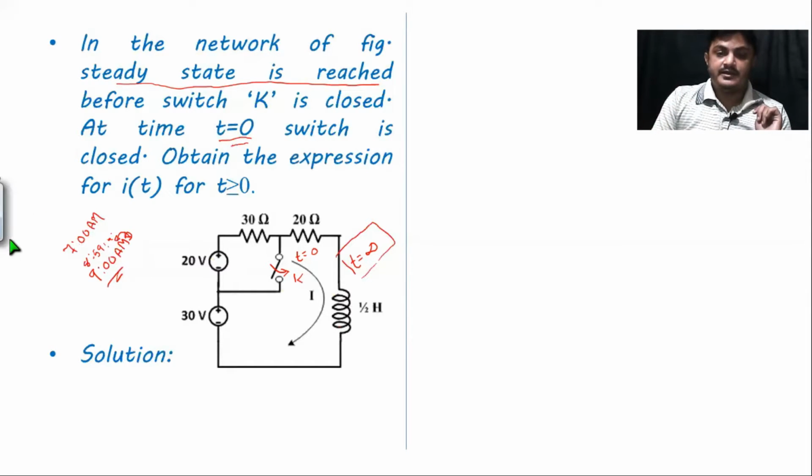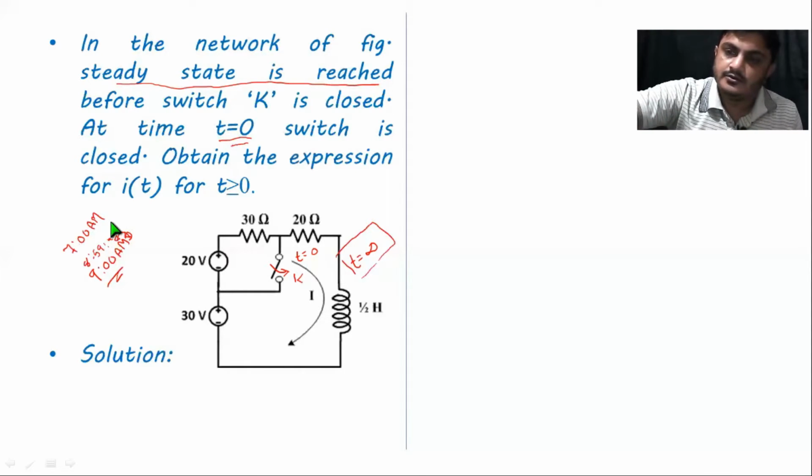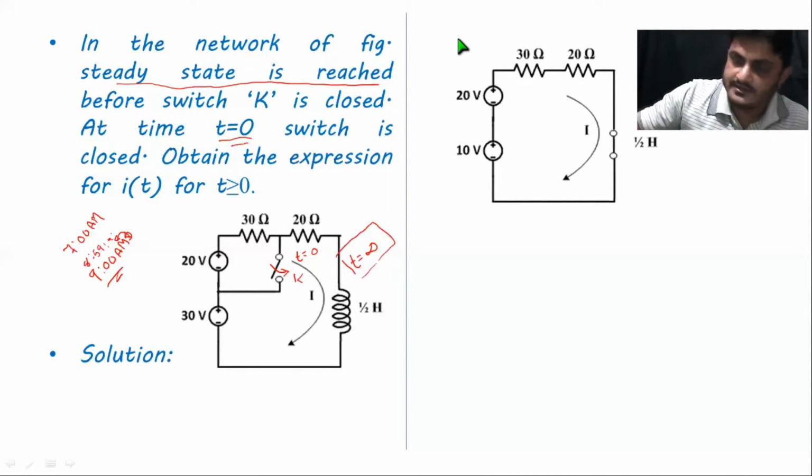At 7 a.m., when you connect this circuit the first time, the inductor will behave as an open circuit at t equal to 0. Now let me draw the equivalent circuit. This is my circuit at time t less than 0, just before the switching. Just before the switching, the switch is open, so I have not drawn that path because it is an open circuit path, and the inductor behaves as a short circuit.